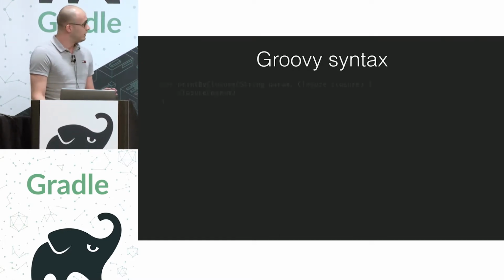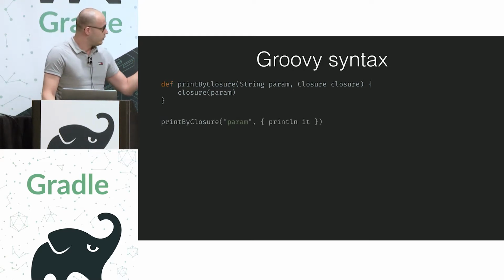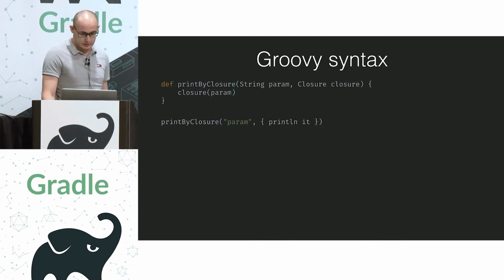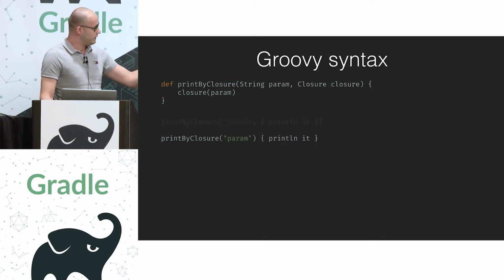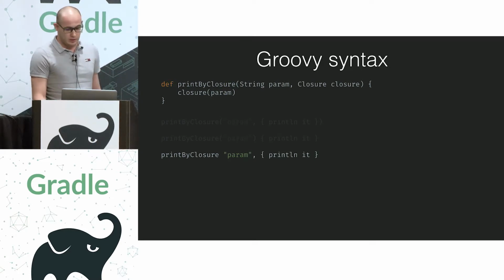So just briefly, syntax, pretty obvious. This def is like a method. We don't usually write that in Gradle scripts. But the important thing is that the closure is defined by curly braces. Then if the closure is the last parameter, we can omit parentheses for it. And then if the method call is unambiguous, we can omit the parameters completely. And this is what we usually do.